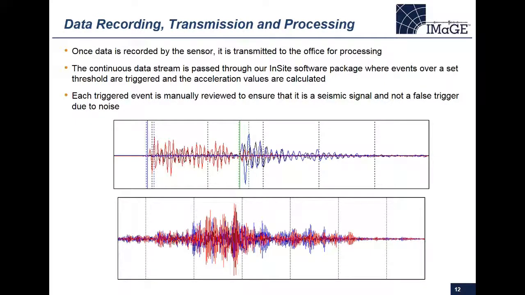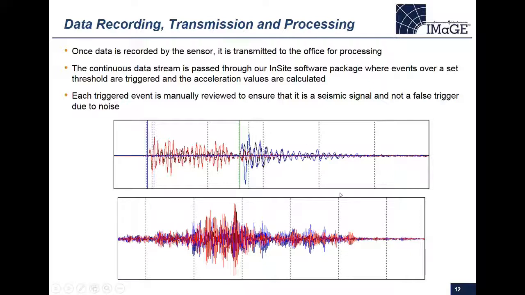Once we have the data triggered in Calgary, it's a geophysicist such as myself's job to go through the data and ensure that what we're seeing is an actual seismic event and not just some noise. Here on the screen I'm showing two example waveforms. Both were identified as triggers from Insight based on threshold levels. The top one is a clear seismic event. This is what we would be looking for.